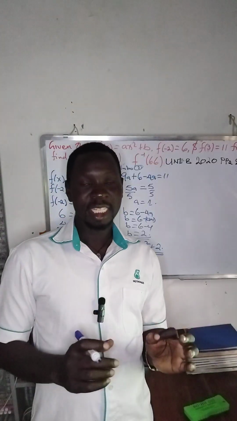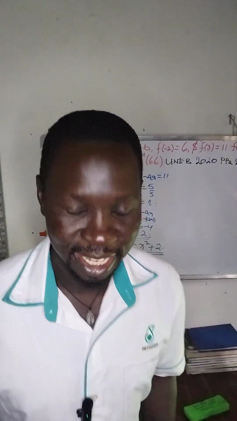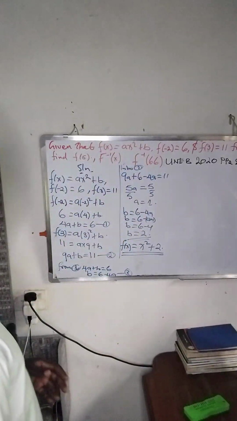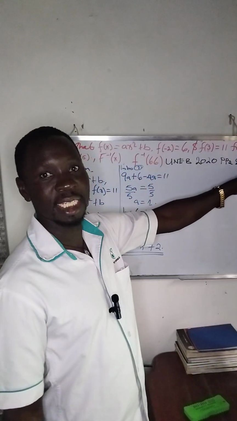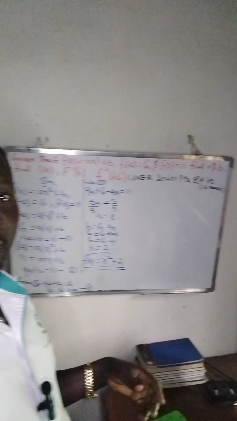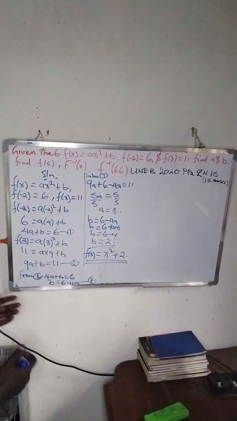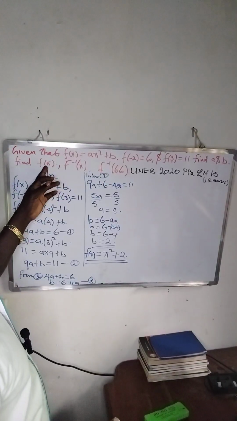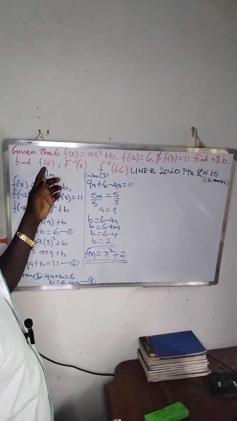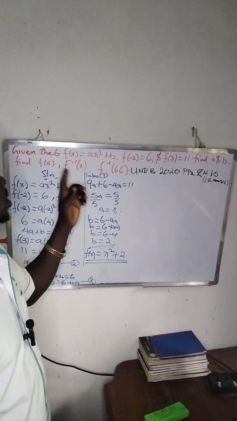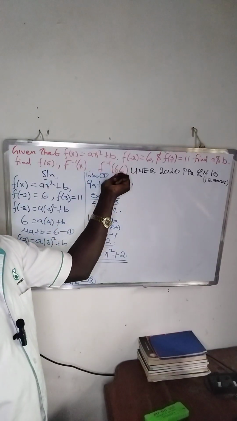Now the next part is going to begin. They are saying, you find, if at all you have obtained the value of a and b. The question is there. A and b are already obtained. Now our main task is to obtain the value of f of 5, and the inverse function of x.